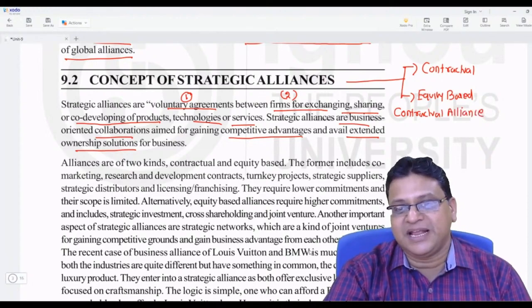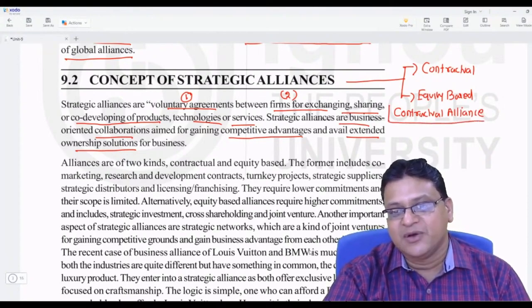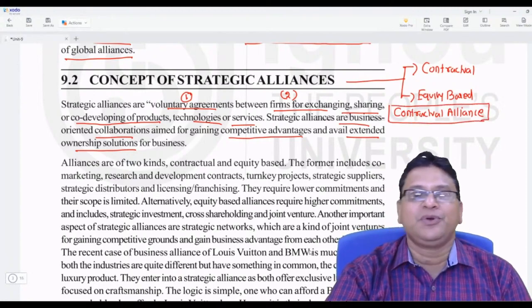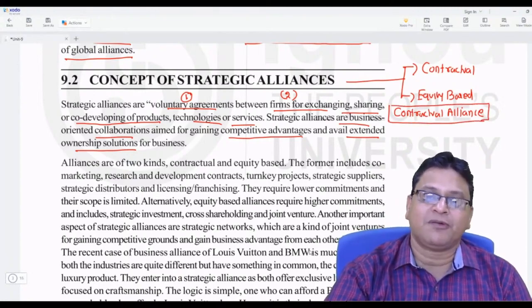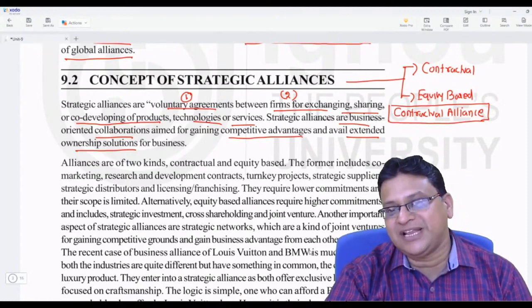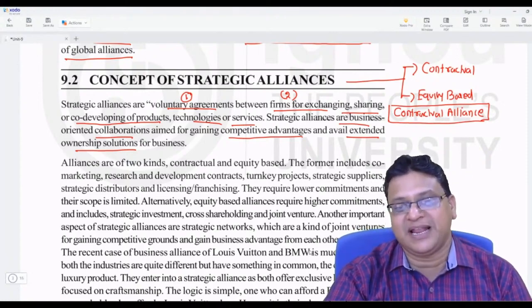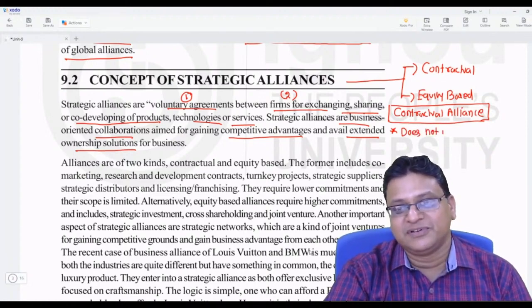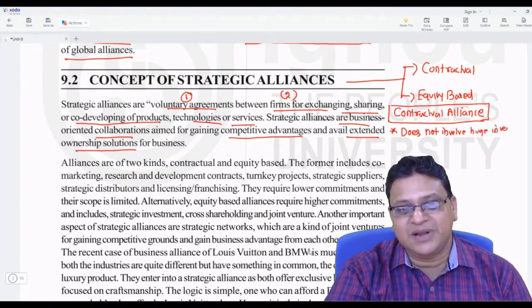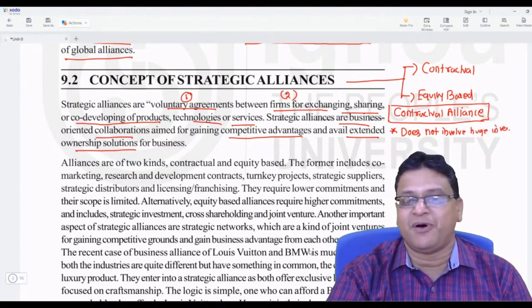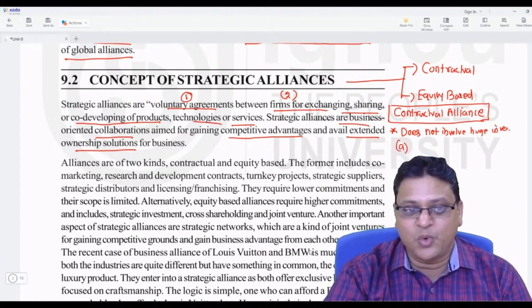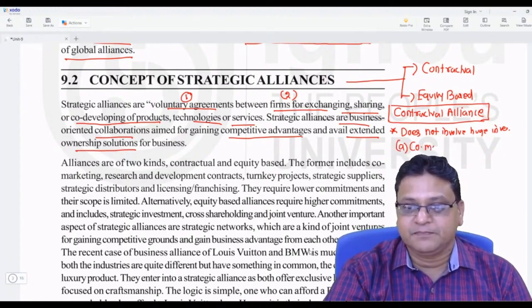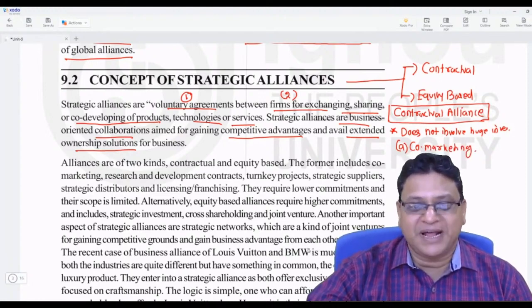So what is contractual alliance? In case of contractual alliance, one contract is created between two parties to form the alliance and it does not involve investment. It does not involve huge investment. The contractual alliance may be of different forms. It can be in the form of co-marketing.